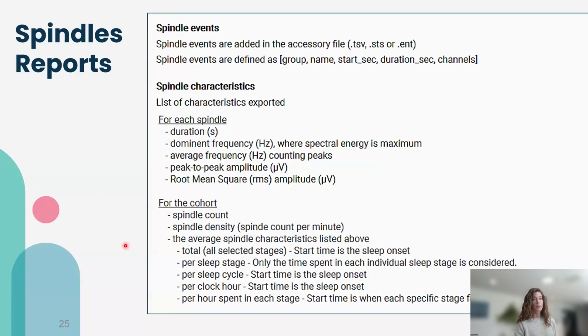Two output reports are available. One is a list of all the individual spindles detected along with their characteristics. One file per recording is generated. The other is a cohort-level report, which includes spindle density and average spindle characteristics per channel. These characteristics are reported per sleep stage, sleep cycle, per clock hour, and per hour spent in each sleep stage.